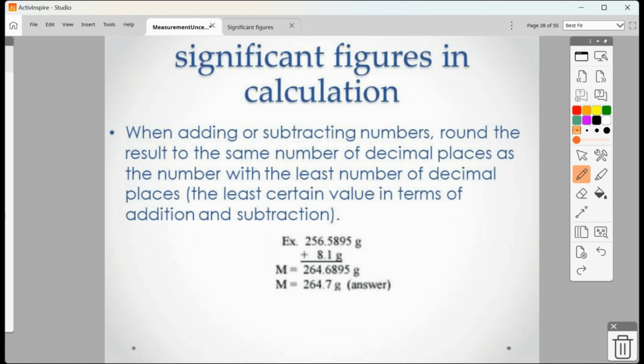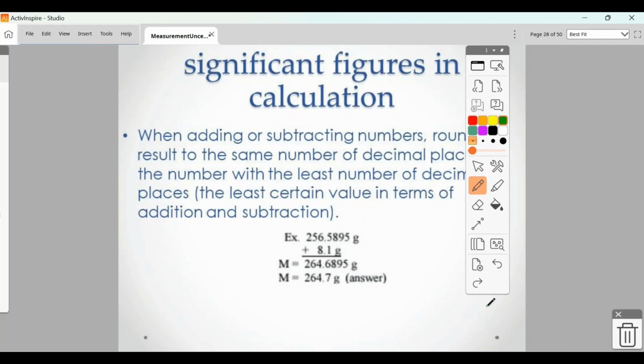Now let's move to calculation with significant figures. When we add or subtract numbers, and when we say numbers here, it means the measured values, the significant figures. So we should round our answer, the result, to the same number of decimal places. This is a very important point. So let's add these two numbers with significant figures.